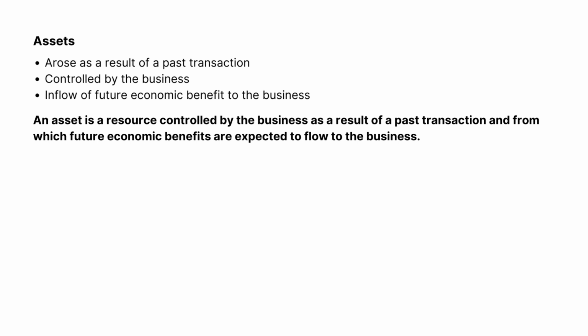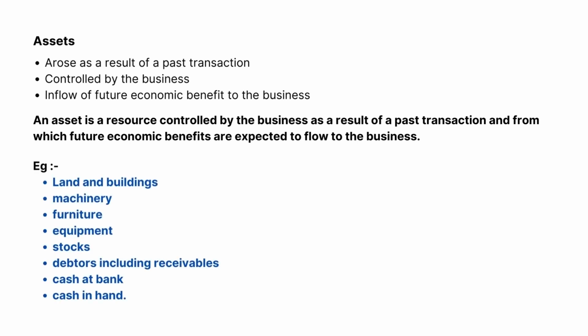Therefore, the characteristics of an asset are: it arose as a result of a past transaction, it is controlled by the business, and it brings an inflow of future economic benefit to the business. Examples of assets: land and buildings, machinery, furniture, equipment, stocks, debtors, cash at bank, cash in hand.